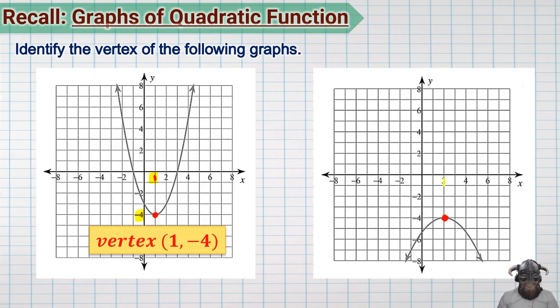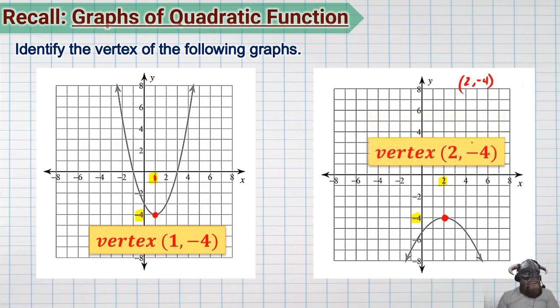So, it will be having an x value that is 2 and a y value that is negative 4. So, x natin ay 2, then negative 4. Therefore, our vertex will be (2, -4).